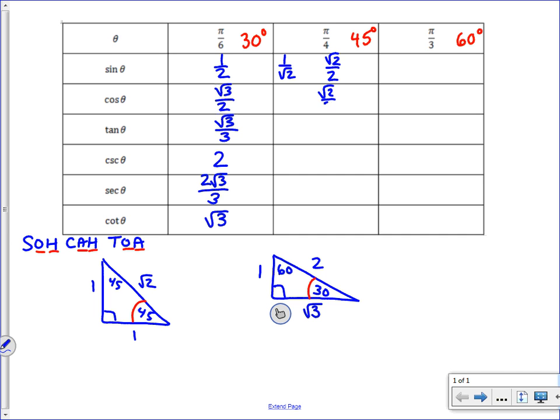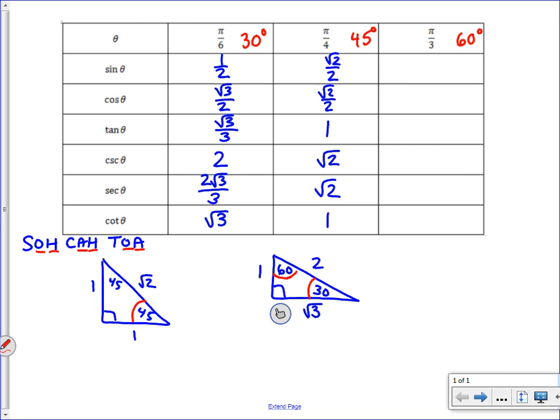Cosine ends up being the exact same thing. Adjacent over hypotenuse is also root 2 over 2. And the tangent we talked about before is 1 over 1. Then when I do the reciprocals of these, it's root 2, and the reciprocal of 1 is just 1. And then finally, I'm at the 60-degree angle.